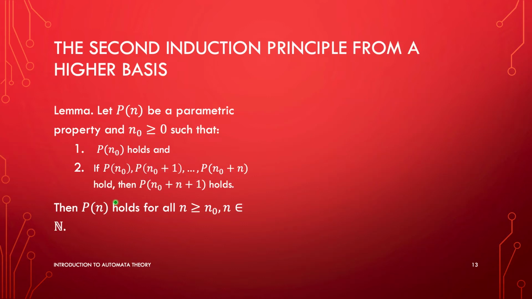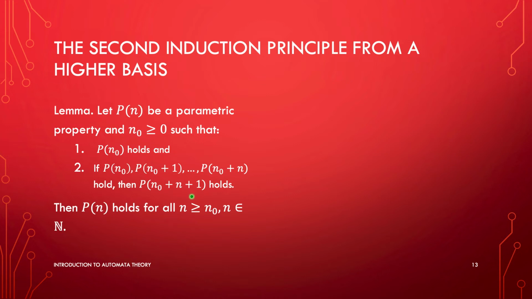And as a matter of fact, this second induction principle has a similar formulation also for a higher basis. So the induction basis doesn't have to start from 0, it can start from a number greater than or equal to 0. So we can also have the induction basis to be that P of n0 holds, and the induction step, just the same as before, it holds for all the numbers starting from n0 to something like n0 plus n, and if they hold, then the next one also holds.